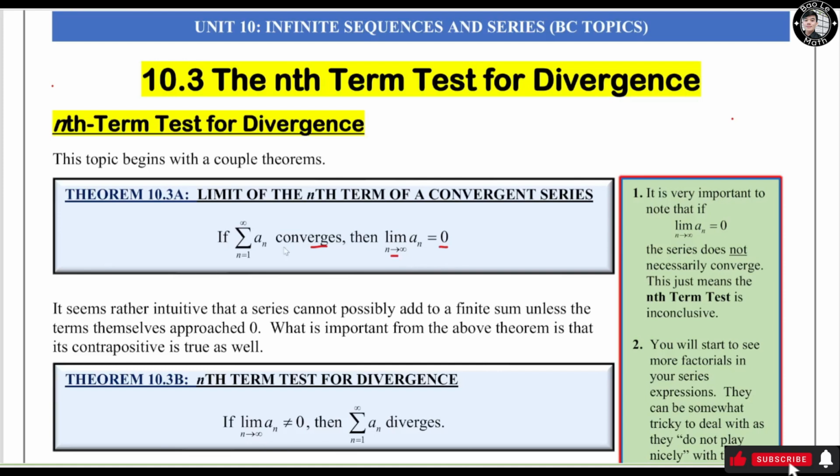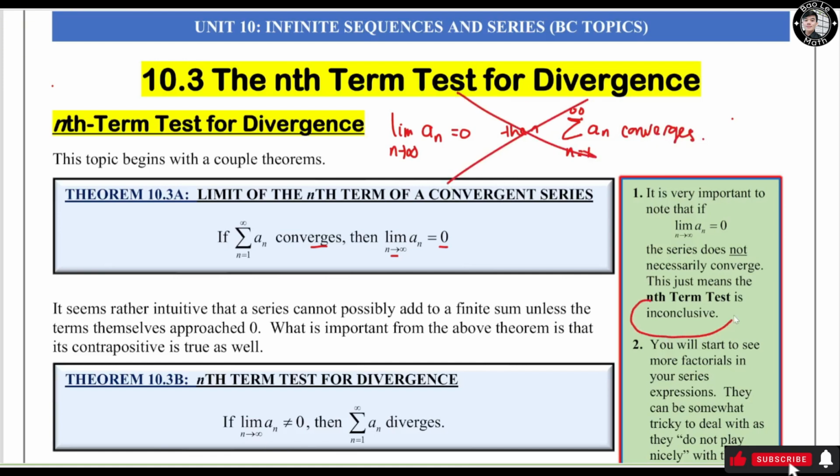But the converse of this theorem is not true, which means if you have the limit of a sub n when n approaches infinity equals 0, then saying the sum of a sub n when n goes from 1 to infinity converges is wrong. So be careful, okay? Keep this one in mind, which means unknown.